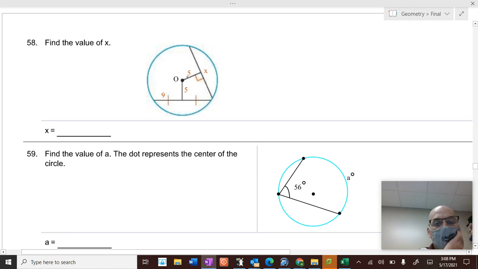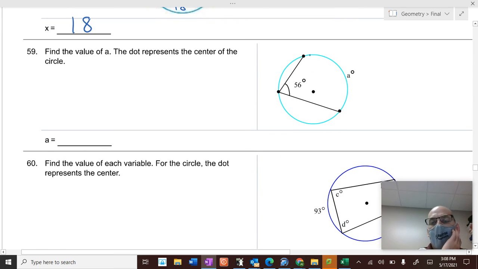All right. If these are the same distance away, that means these are the same length as each other. So if this is 9, this is 9. So that makes this whole thing 18. So that makes this 18. If this is 56, 56 is half of this, which makes this 112.